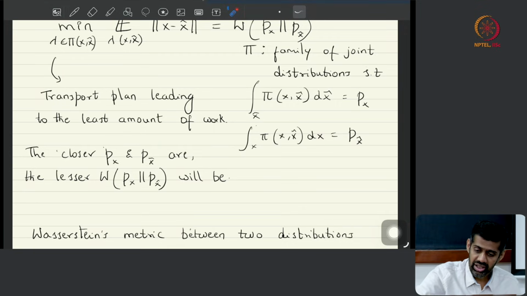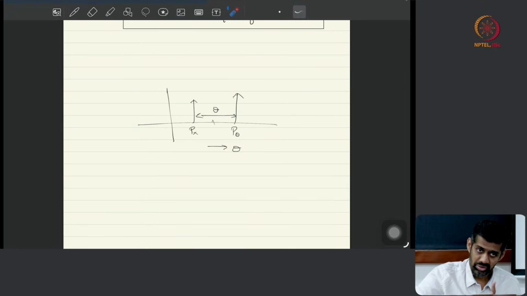In fact, we will go back to the example, right. You can take it as homework and solve it. You can show that for this degenerate case, the Wasserstein's 2 metric will be proportional to theta. It can be shown that it is actually the magnitude of theta. The closer they are, the lesser the Wasserstein's 2 metric is, unlike the other distance metrics, the f-divergences, which would max out. Make sense?